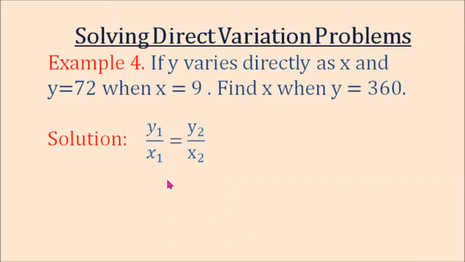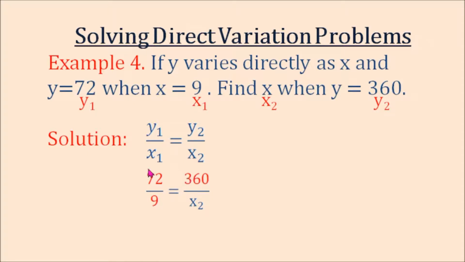We have an alternative solution. Our equation is y sub 1 over x sub 1 equals y sub 2 over x sub 2. So this is our y sub 1, this is our x sub 1, this is our x sub 2, and this is our y sub 2. Now we are going to substitute these numbers to our equation. So we have 72 over 9 equals 360 over x sub 2.